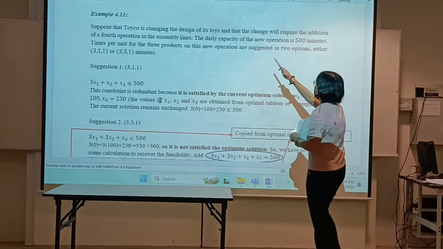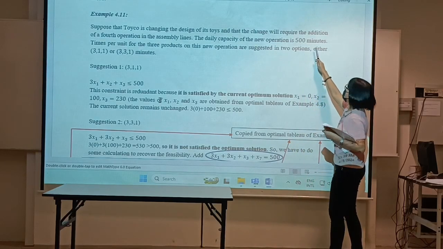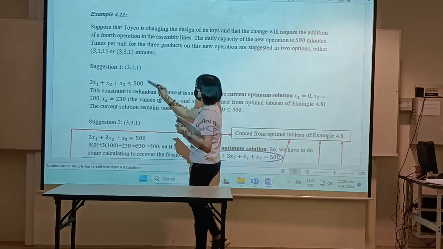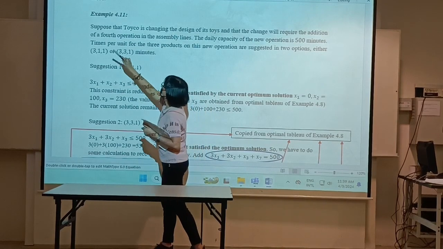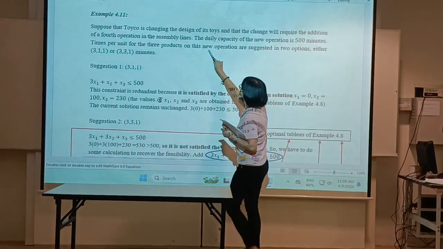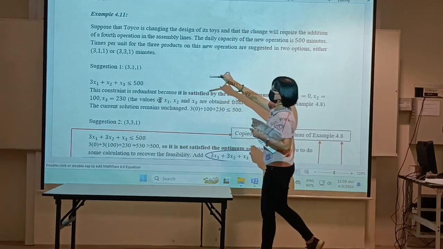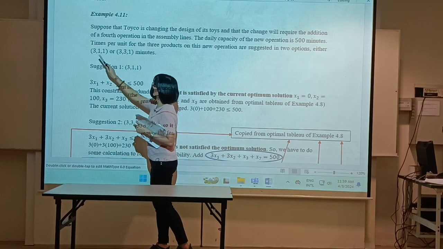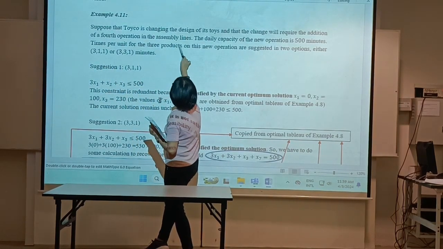The daily capacity of the new operation is 500 minutes. The daily capacity for this 4th operation is 500, so your right hand side is 500. Times per unit for the 3 products on this new operation are suggested in 2 options. We have 3 1 1 and also 3 3 1. So 3 1 1 is for the different types of the 3 products.